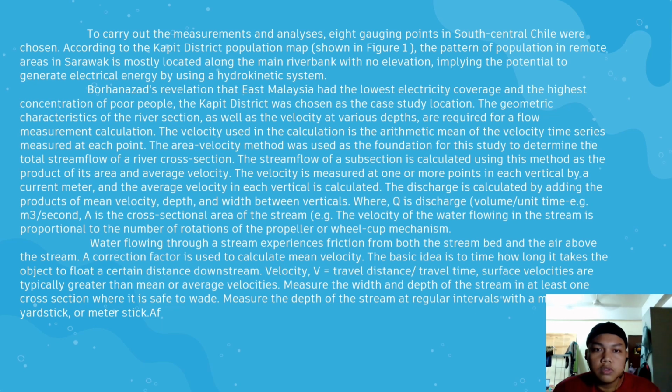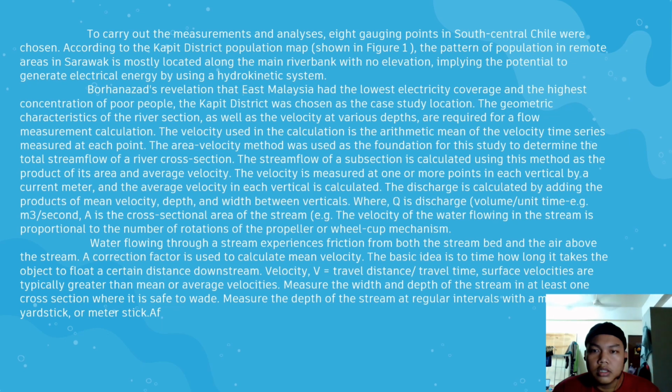The area velocity method was used as the foundation for the study to determine the total stream flow of a river cross-section. The stream flow of a subsection is calculated using this method as the product of its area and average velocity. The velocity is measured at one or more points in each vertical by a current meter, and the average velocity in each vertical is calculated.